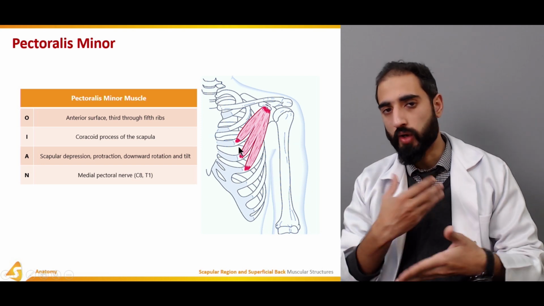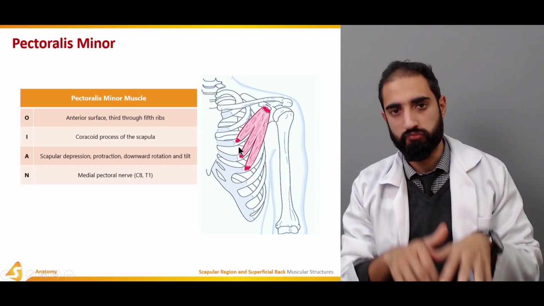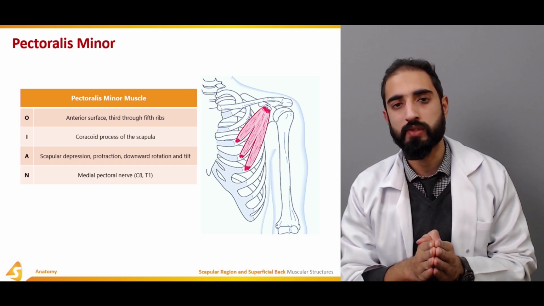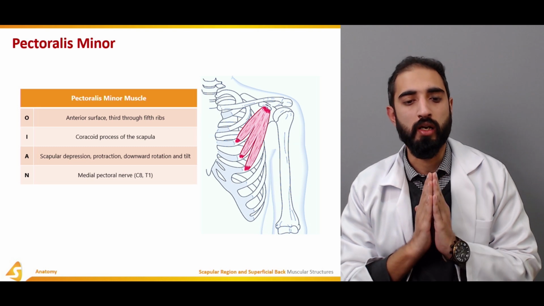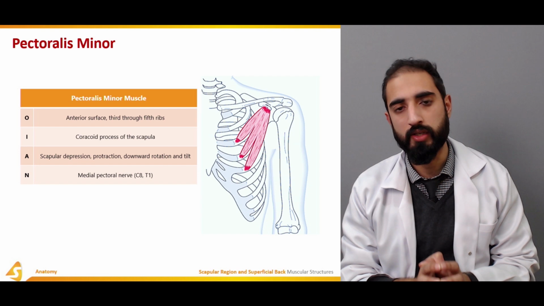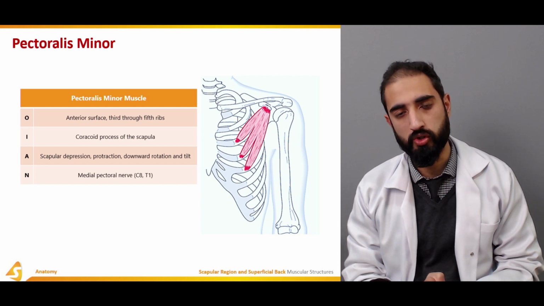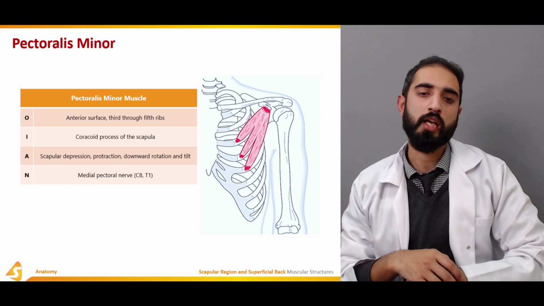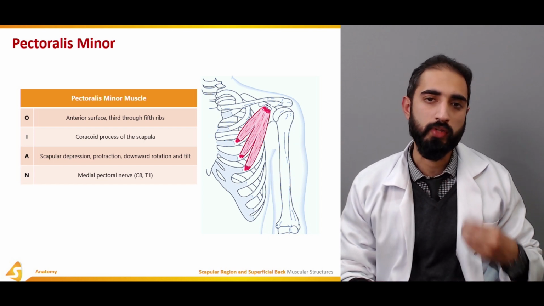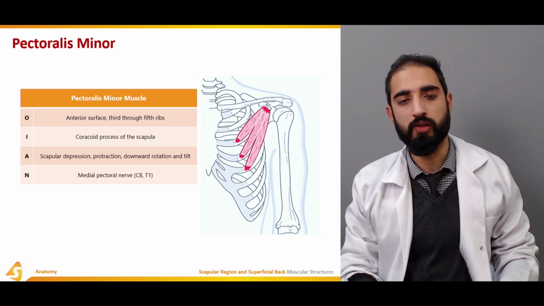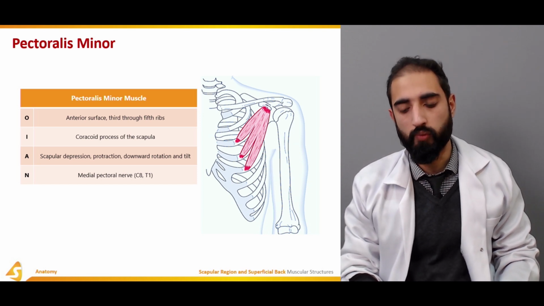And as it is located ventrally and the orientation is also slightly downward, so the action of this muscle is in the scapular depression as well as scapular protraction. Moreover, it is also involved in the downward rotation and the tilting of the scapula. So it is supplied by the medial pectoral nerve, the nerve supply for which is from the nerve roots C8 or the 8th cervical and the T1.